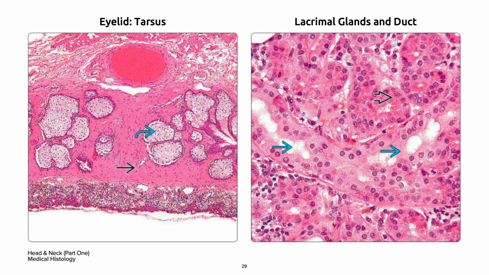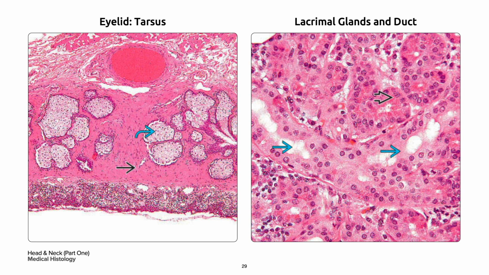On your left, the tarsus or tarsal plate is composed of dense collagen in single black arrow and is present in the posterior aspect of the eyelid. It contains the meibomian glands in curved blue arrow.